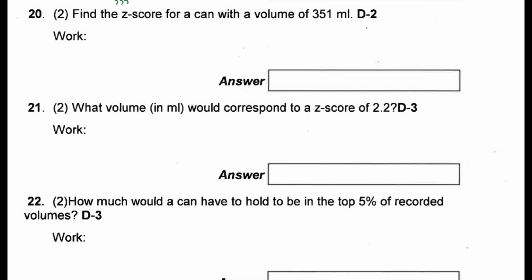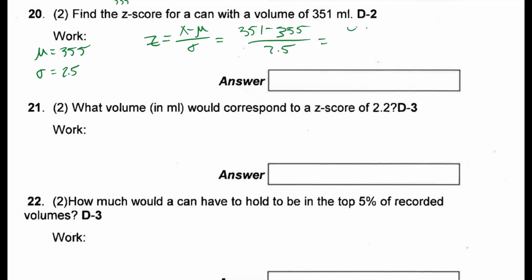So I need to find the z-score of a can. Okay, so I'm just going to record again that mu was 355 and the standard deviation was 2.5. The z-score for the can, remember, z is equal to x minus mu over sigma. So that is 351 minus 355 over 2.5, so that's 4 over 2.5. That should be a -4 on top, shouldn't it? I get that as being a -1.6 when I put it into a calculator.